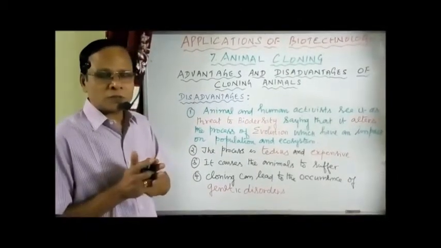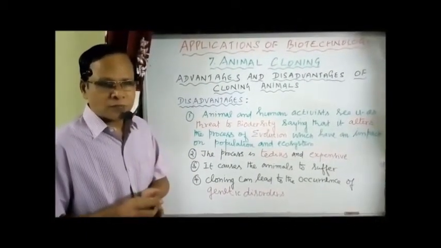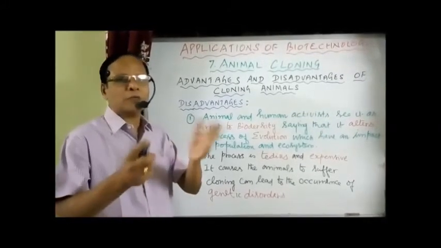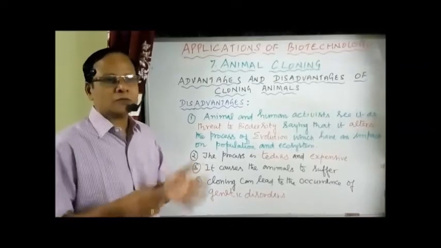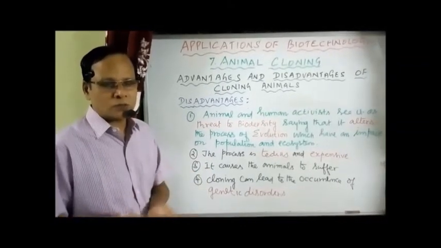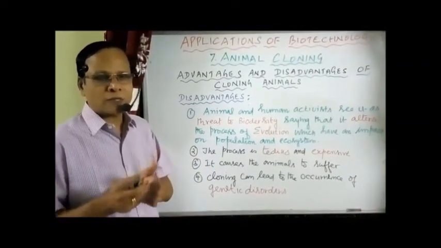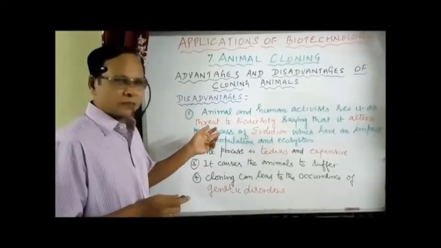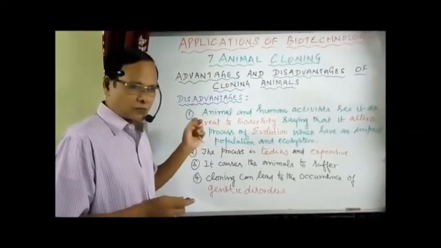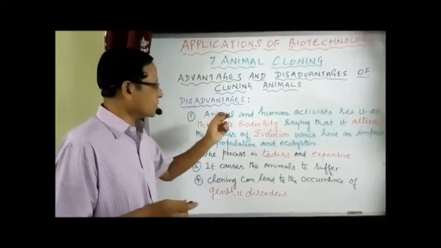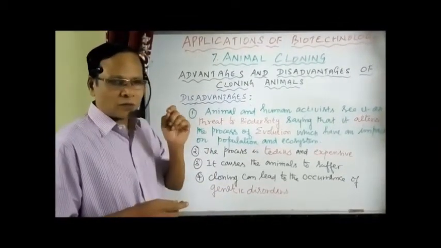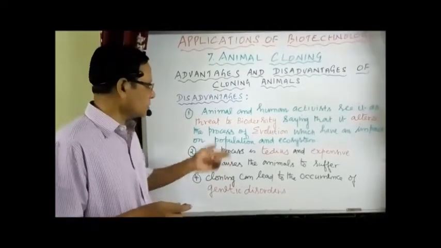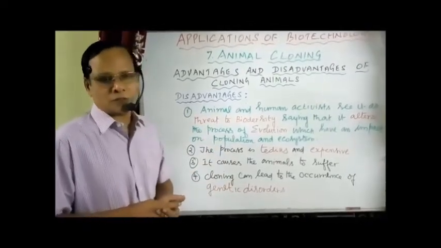When the evolution process is changed, it will have an impact on the population as well as the ecosystem, the biological unit where the living and non-living factors are formed. So it also has a disadvantage, a threat to biodiversity, as it alters evolution, which results in an impact on the population and the ecosystem.